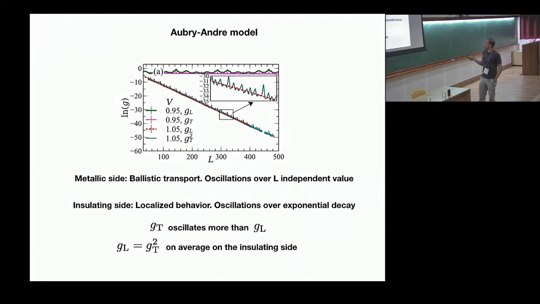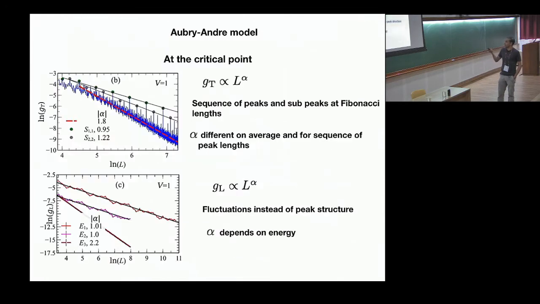So you also see that on the metallic side. You see some oscillations over an L-independent value. And here you see some oscillations or fluctuations over an exponential decay. But the thing is that the Thouless conductance oscillates more than the Landauer conductance, and there's this relation between them.